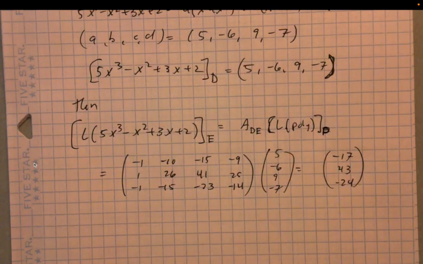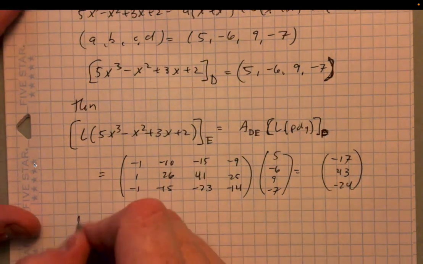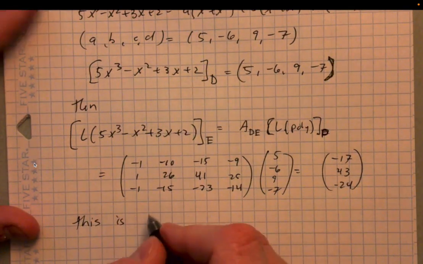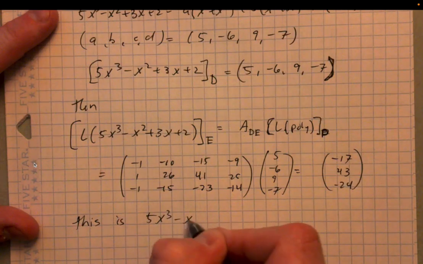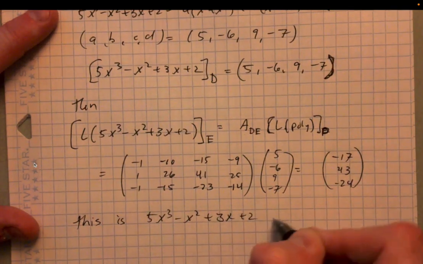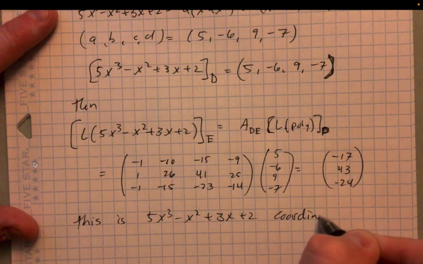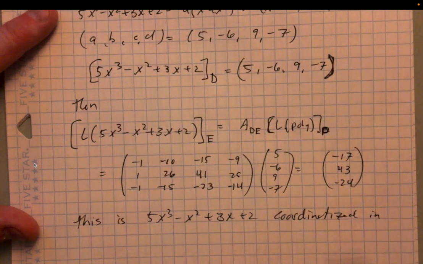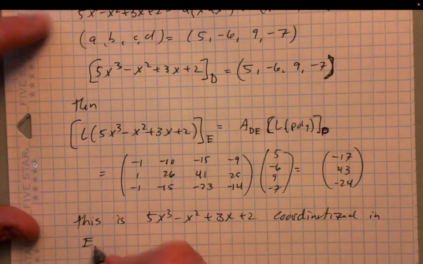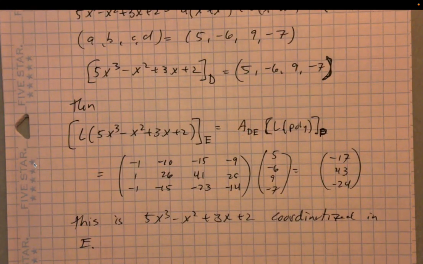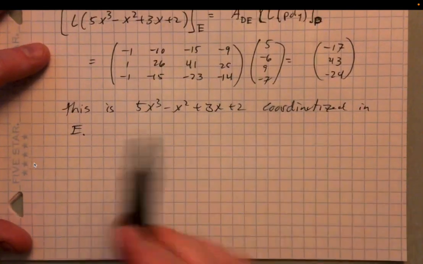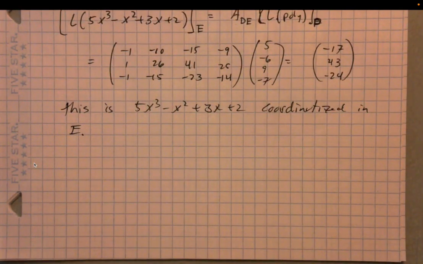Okay, so this is the coordinate vector in terms of the basis E. This is L of 5x cubed minus x squared plus 3x plus 2 coordinatized in E. Okay, that's the thing coordinatized in E. And so how do we recover the vector? How do we recover the actual R3 vector? Well, we just create the linear combination, right?